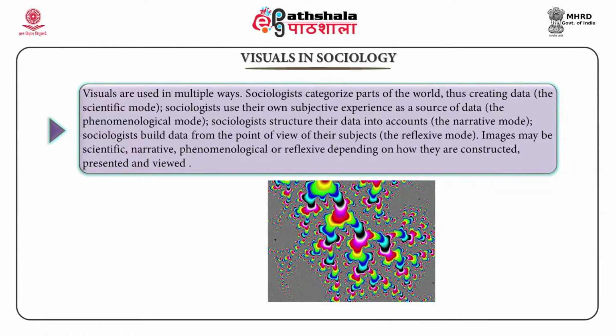Sociologists use their own subjective experience as a source of data, the phenomenological mode. Sociologists structure their data into accounts, the narrative mode. Sociologists build data from the point of view of their subjects, the reflexive mode. Images may be scientific, narrative, phenomenological or reflexive depending on how they are constructed, presented and viewed.